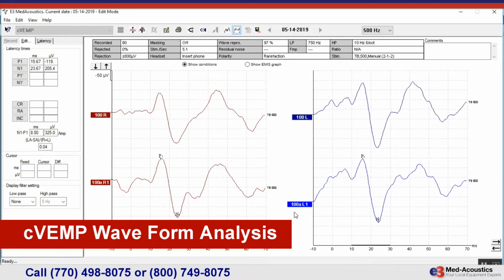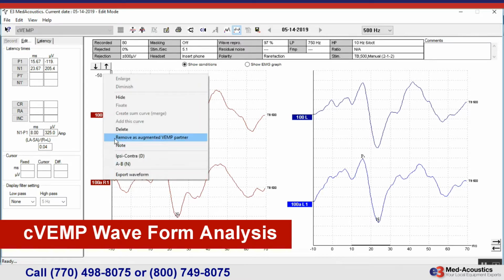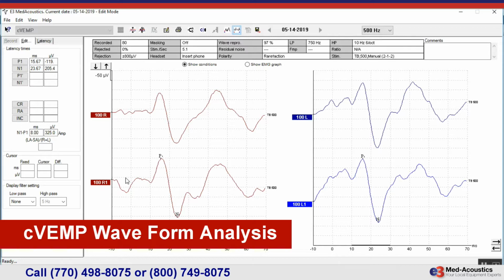Now, if I want to know my asymmetry ratio and have the equipment calculate that for me so I don't have to do the math, then I just make sure that they are married, and the way I marry them is make one active, go over to the other one that I want to marry to it, and just right-click on the handle and say Set as VEMP Partner, and then it will automatically calculate the asymmetry ratio, and in this case, here it is, 0.04. So, as you can remember, the abnormal is when you have an asymmetry ratio that exceeds 0.35, so this is well within the range of normal.